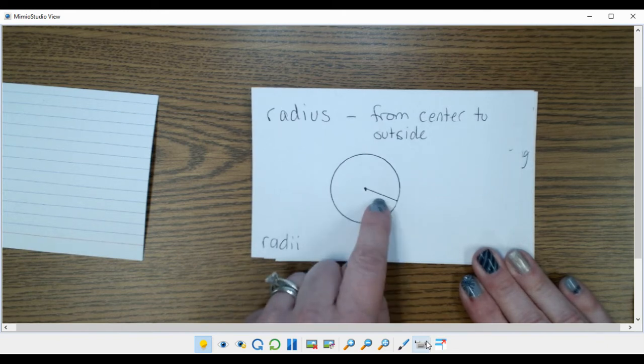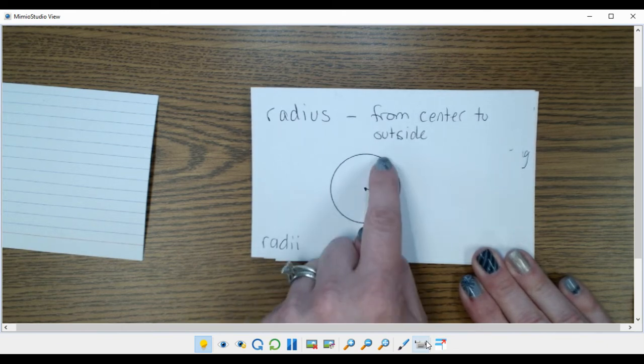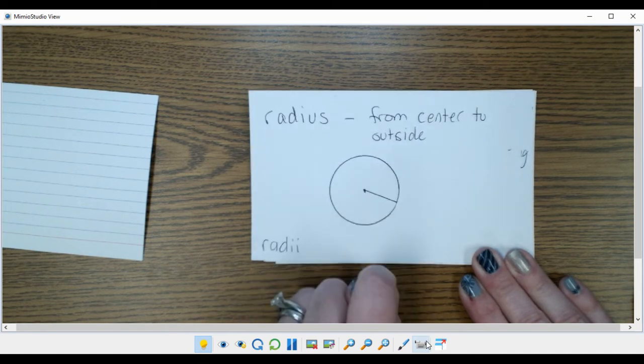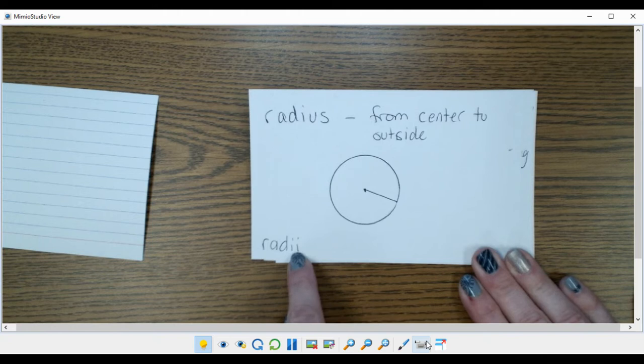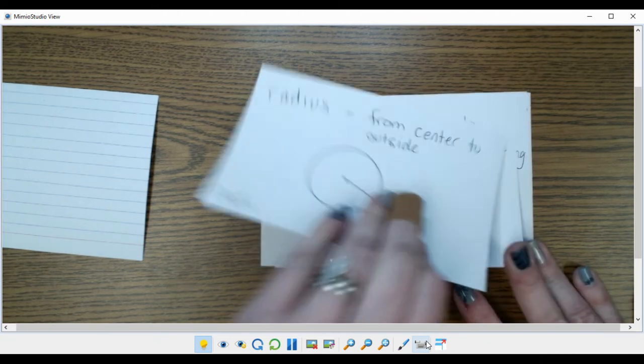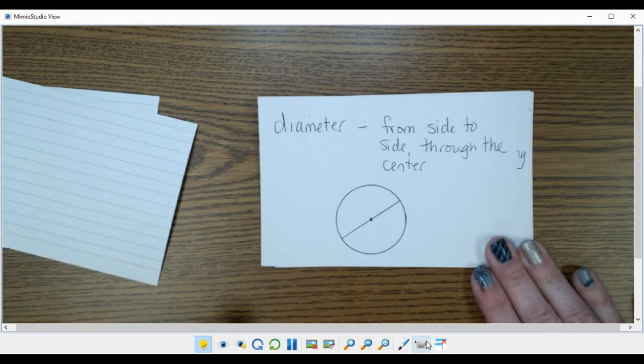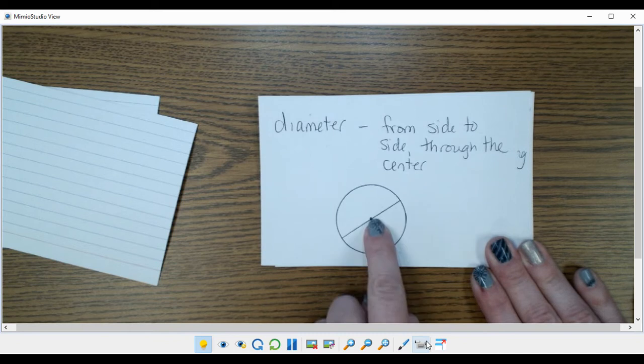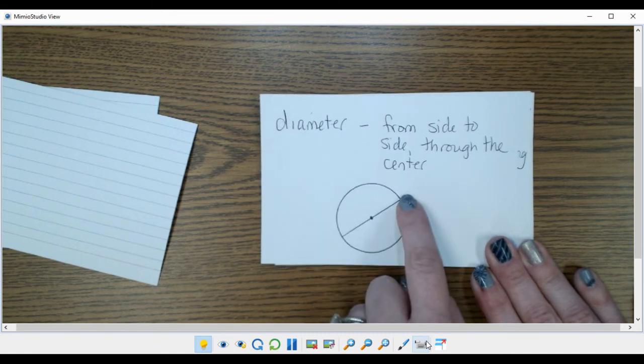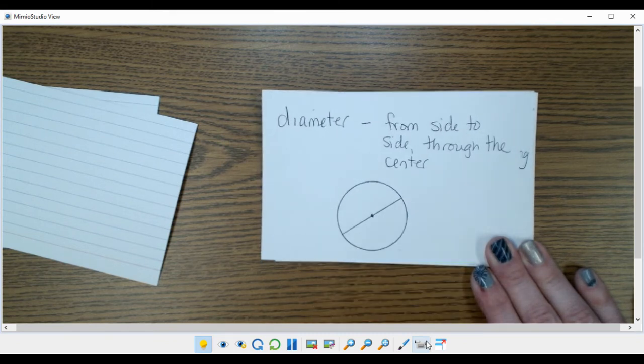It's kind of like half, so it could go here, it could go here, anywhere along. One is radius, more than one is radii, singular versus plural. Then we've got diameter, and that goes from side to side, but it must go through the center. There is something else that goes from side to side that doesn't go through the center. We don't talk about them in 7th grade.